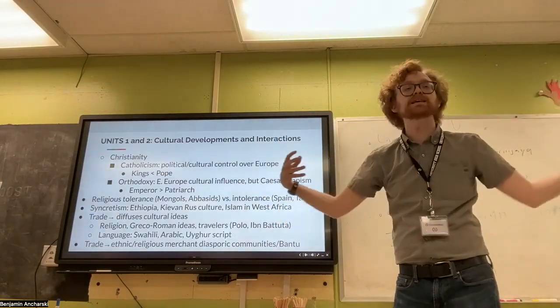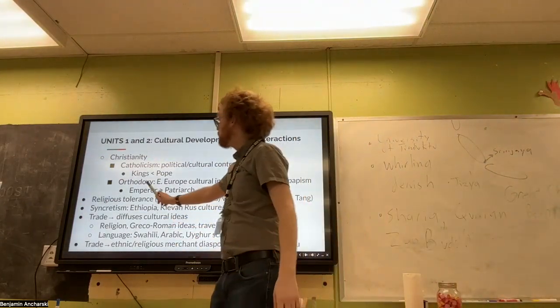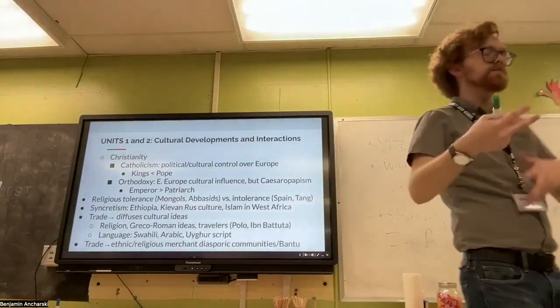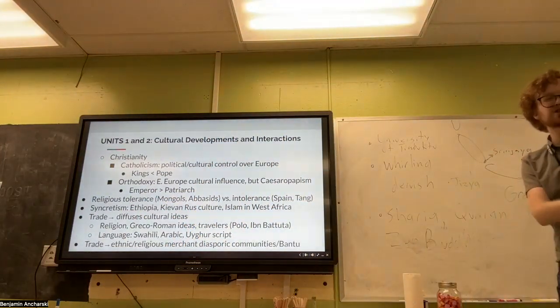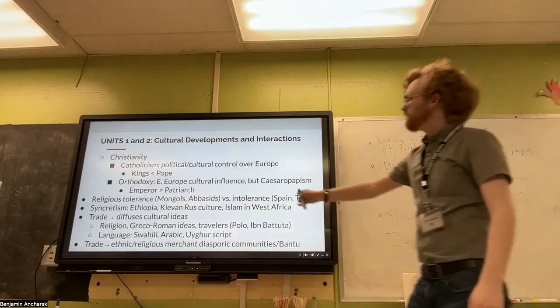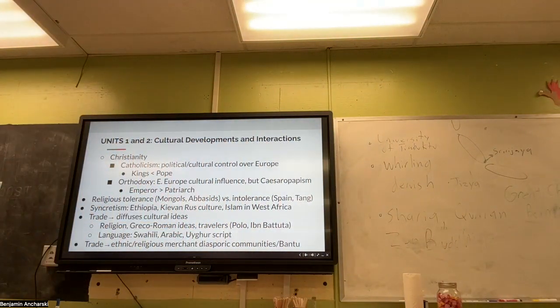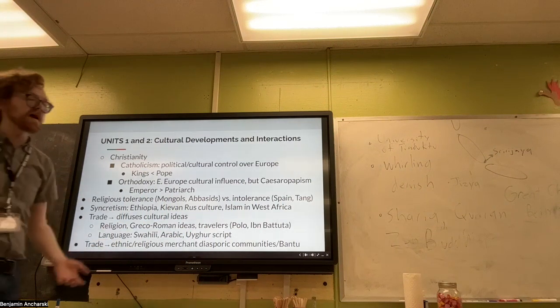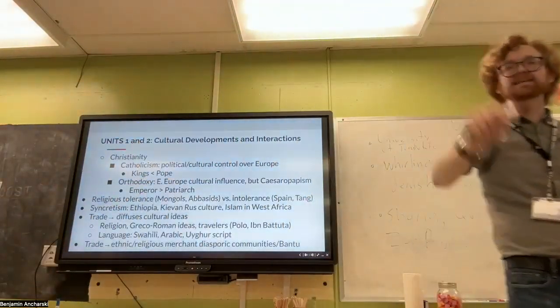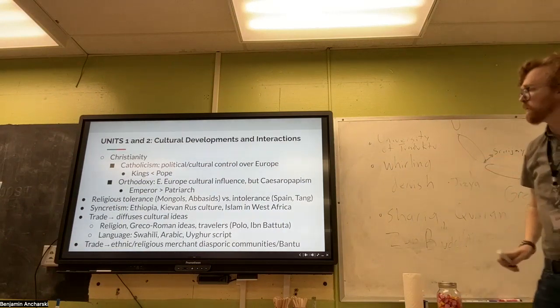Cross-cultural connections lead to religious syncretism, a general continuity. A few examples of that: Ethiopia develops a mix of Judaism, Christianity, and native Ethiopian religion as well. The Kievan Rus culture is an example of syncretism, combining Byzantine, Slavic, and Scandinavian influences all mixed together, but also Islam in West Africa. We mostly see that through architecture like the University of Timbuktu that I mentioned earlier.